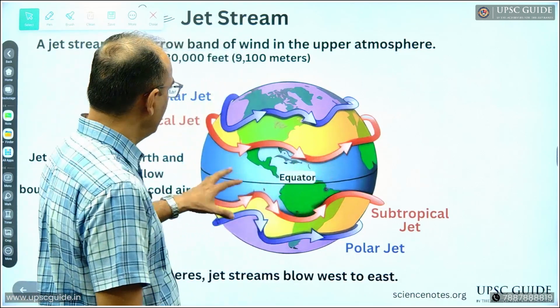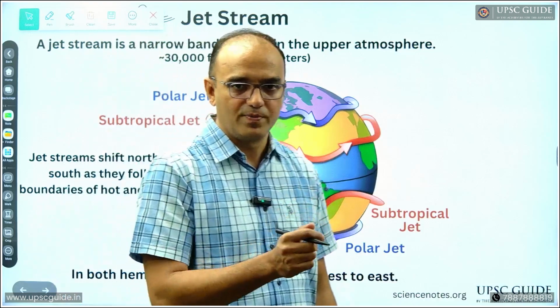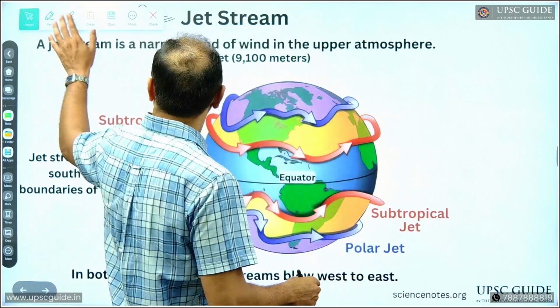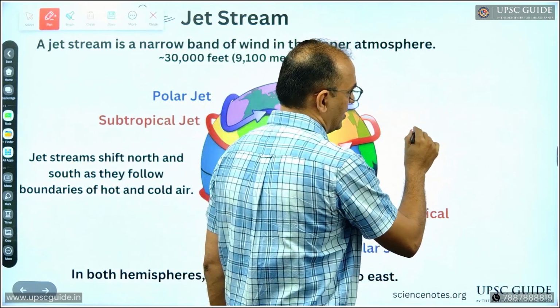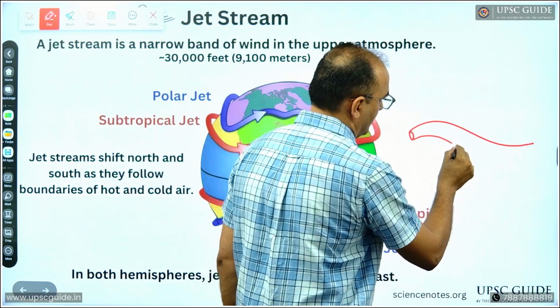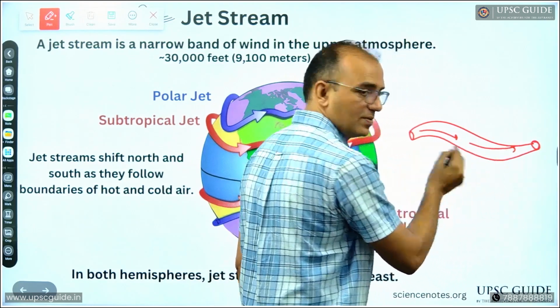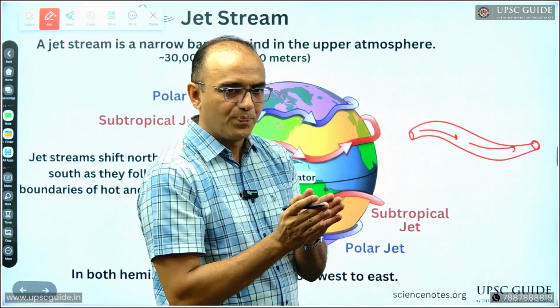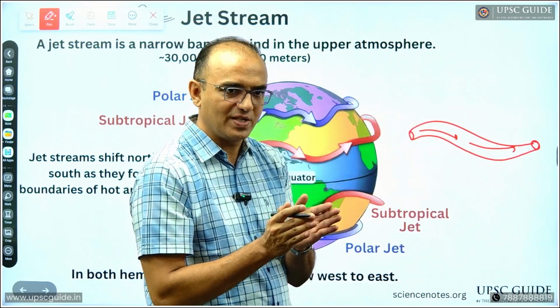Again, this diagram just tells you the location. But how does the jet stream look exactly? If this is the localized band, the wind is moving extremely fast in this band. So what will happen? The wind outside it will also be faster, but less fast.